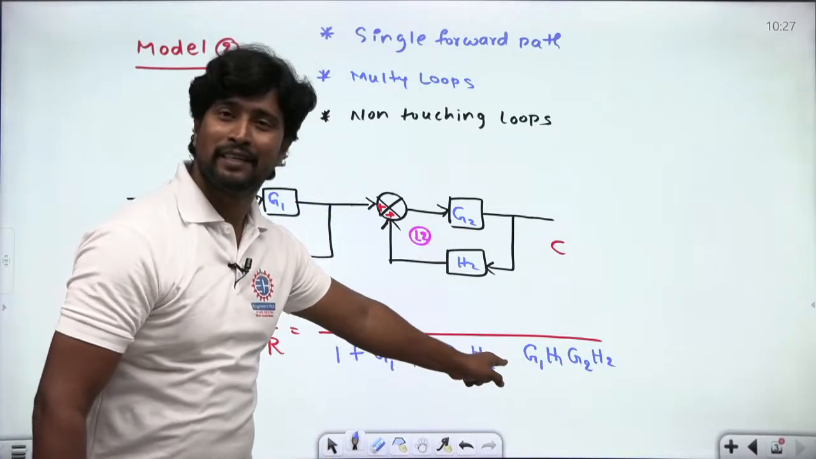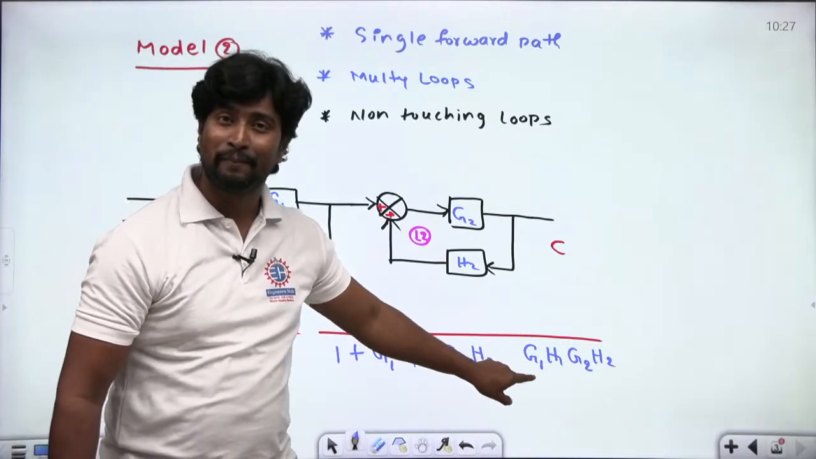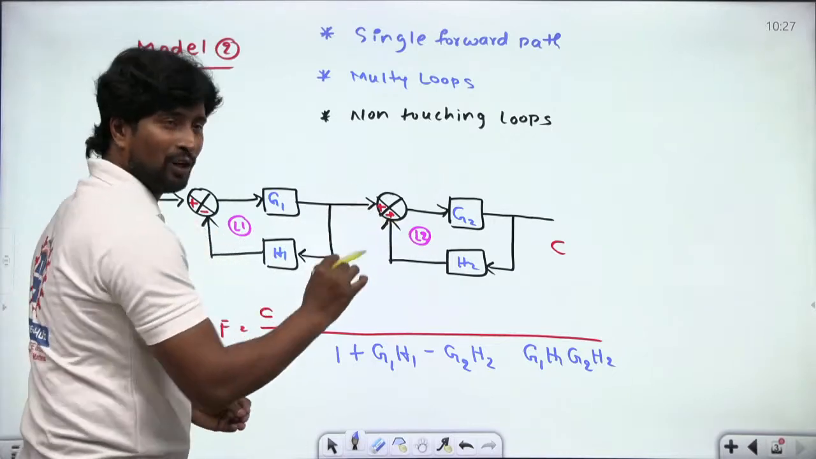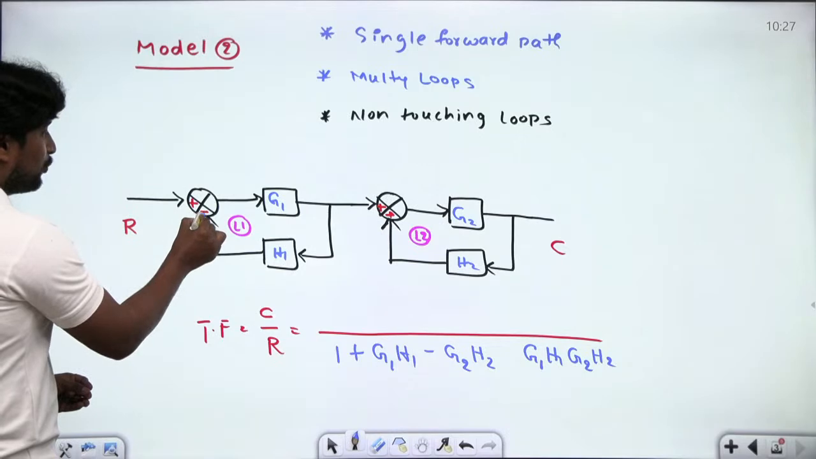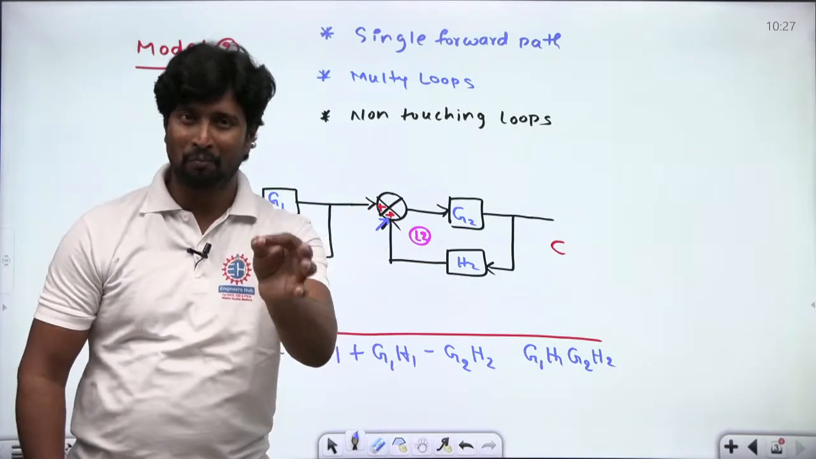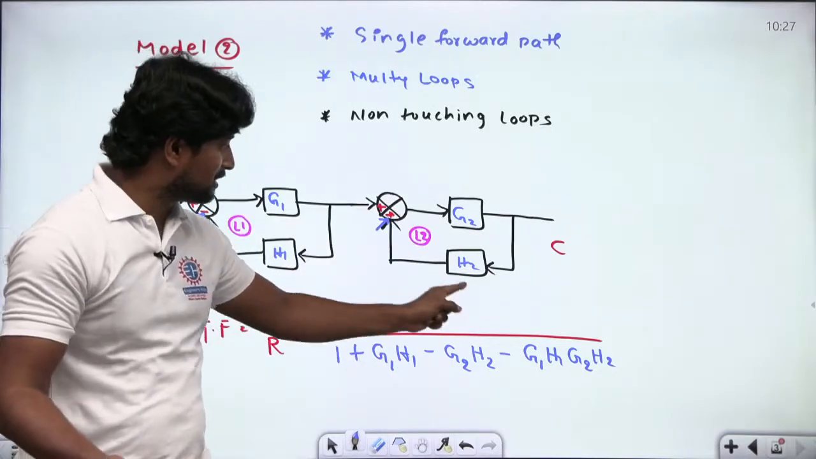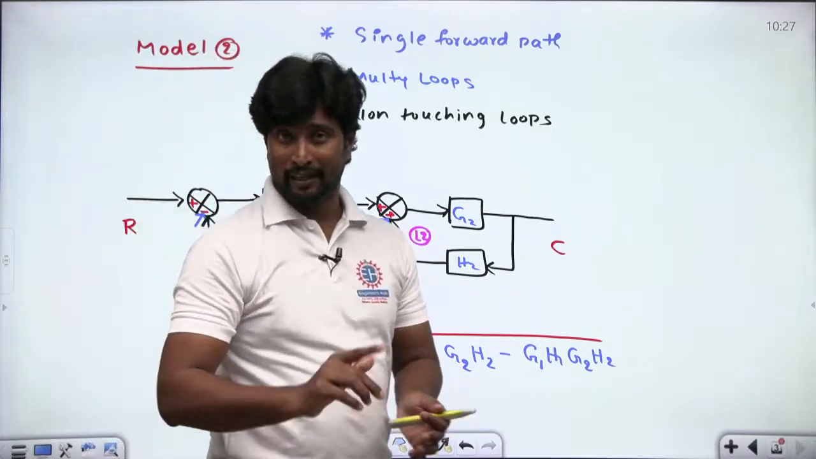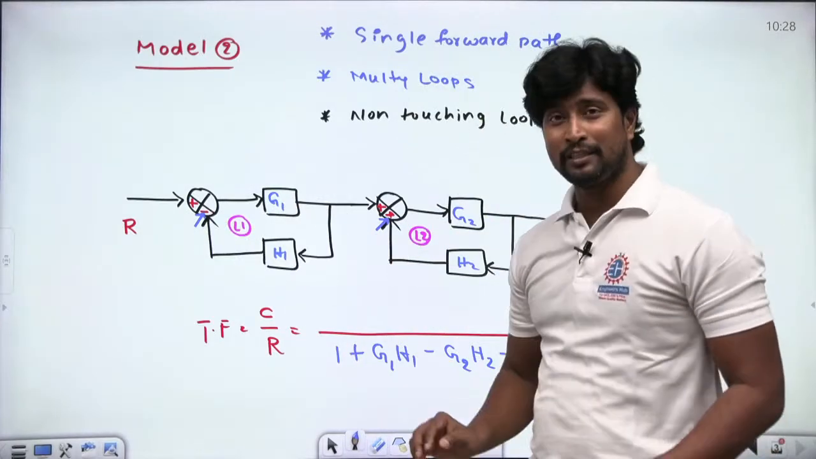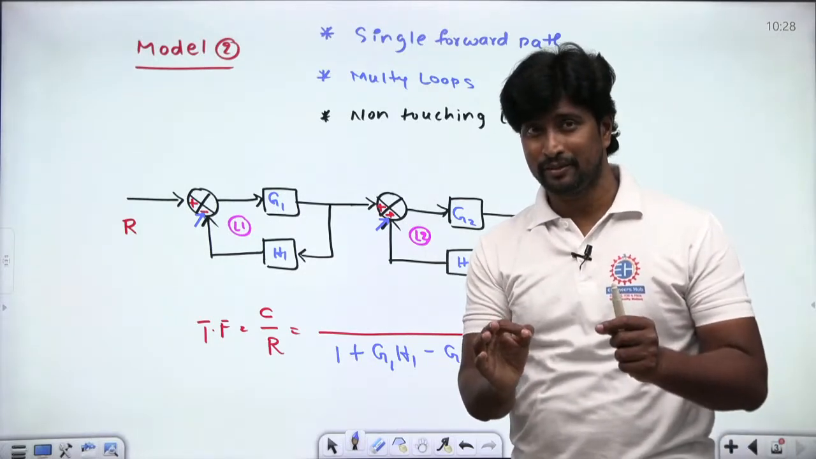Are you clear? What about the sign? How to get the sign here? If it is a negative feedback, we consider the opposite sign. But here, very simple. Loop 1 and loop 2 are non-touching, right? What is the loop 1 sign? Negative. And the loop 2 sign? Negative as well. Multiply both: minus into minus, plus. Consider it as it is here. Don't change it again. Listen carefully, guys. If a single loop is present, the sign is opposite. If multiple loops are present, take the product of their signs and consider it as it is. Don't confuse, guys. Are you clear?